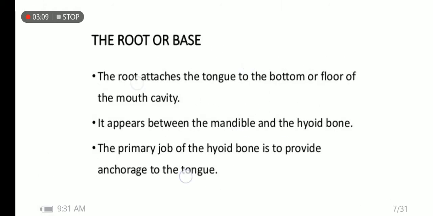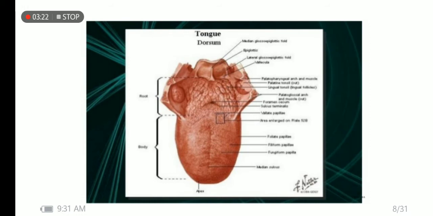Root or base: the root attaches the tongue to the bottom or floor of the mouth. It appears between the mandible and the hyoid bone. Mandible is the lower jaw. The primary job of the hyoid bone is to provide anchorage to the tongue. This is the structure of the tongue. This is the root of the tongue. This is the dorsum, and this is the apex of the tongue.